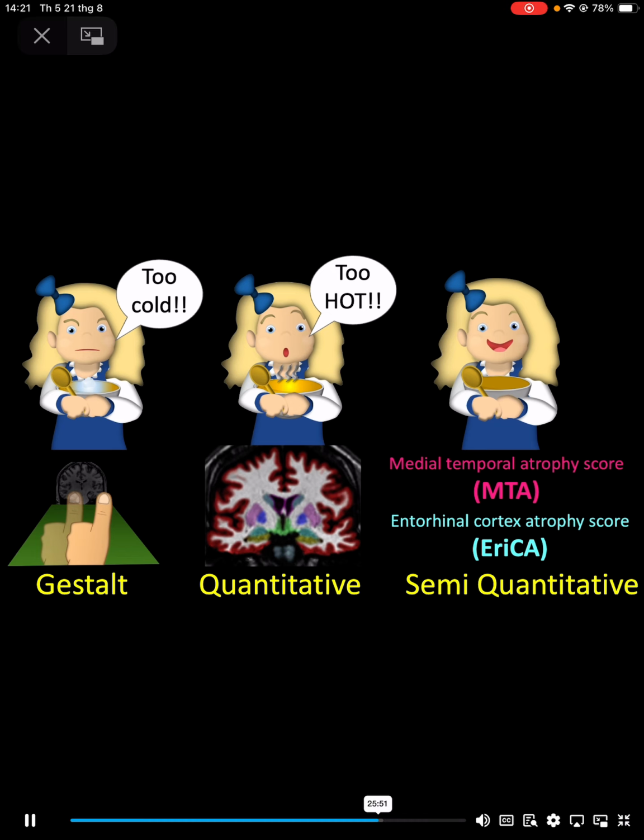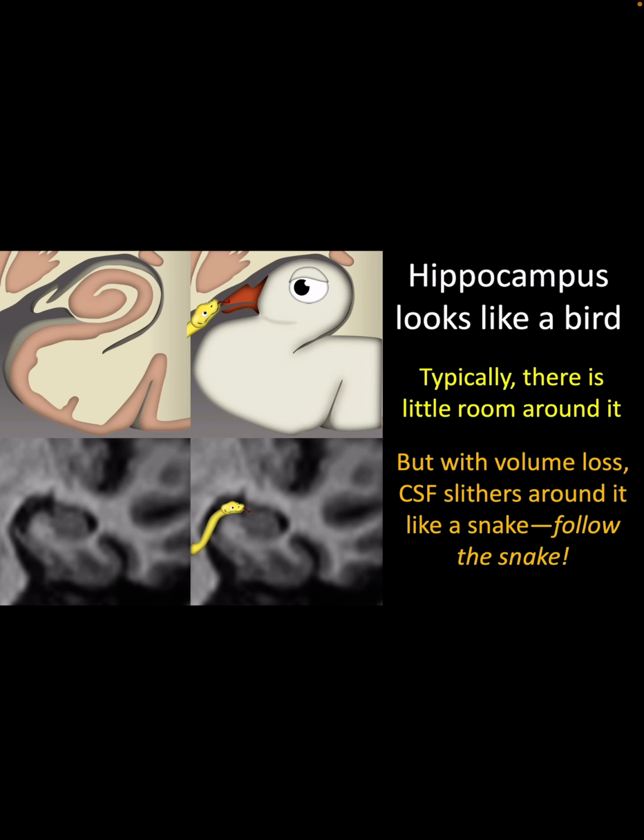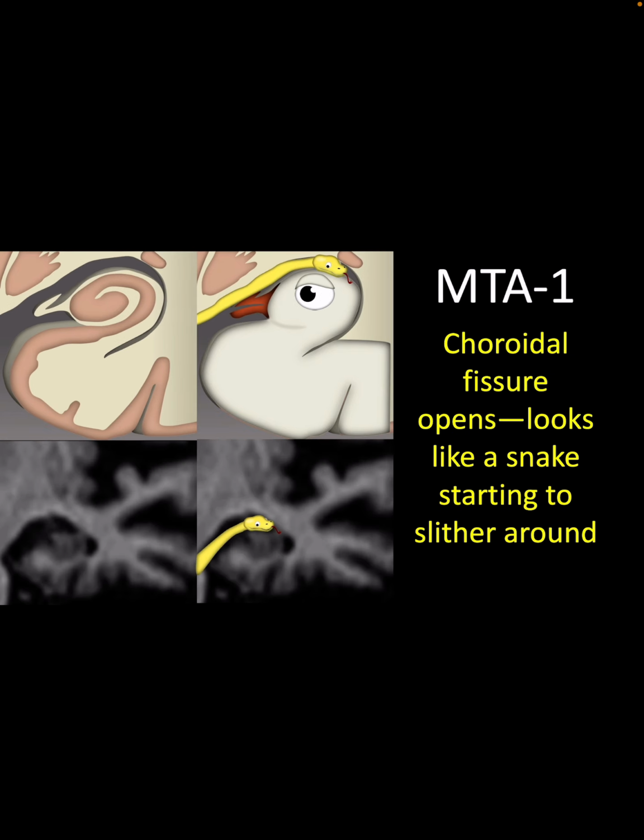So, how do we use these? Well, let's start with the medial temporal atrophy score. Now, on the coronal images, I think the hippocampus looks kind of like a bird. And typically, in a healthy hippocampus, there's very little room around the bird's head. But with volume loss, the CSF kind of slithers around the head of the bird like a snake. And all the medial temporal atrophy score does is grade how far the snake has gone towards slithering around that bird. A medial temporal atrophy score of 1 is the first step that snake takes as it slithers around towards eating the bird. So here, the choroidal fissure has widened slightly.